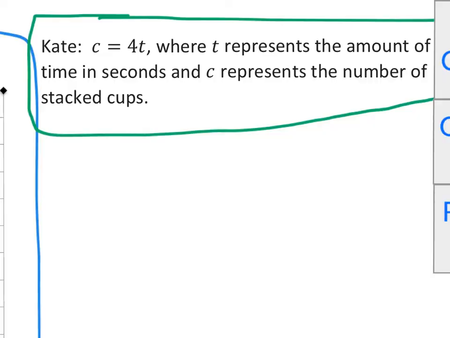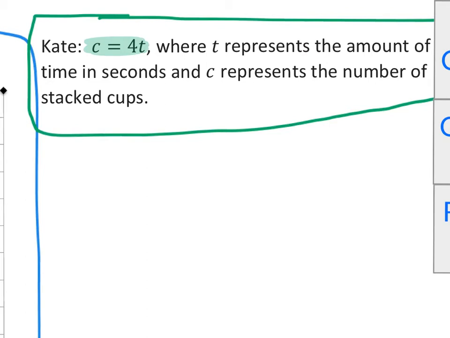So now I want to look at Kate, and you can see her information is given here in an equation. All right, now an equation is a little different than a graph or a table. However, it's actually, I think, easier to find the rate, because it actually tells you right there in the equation you are looking at the rate.